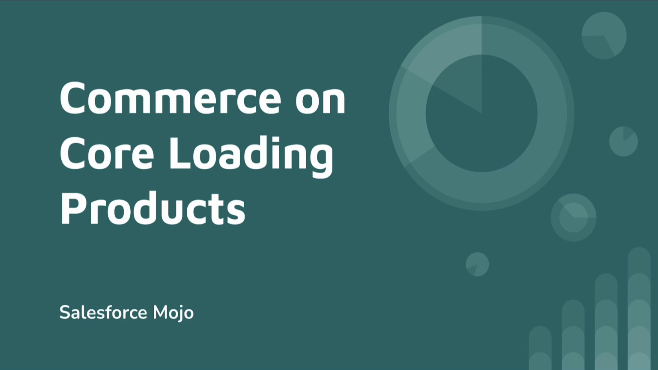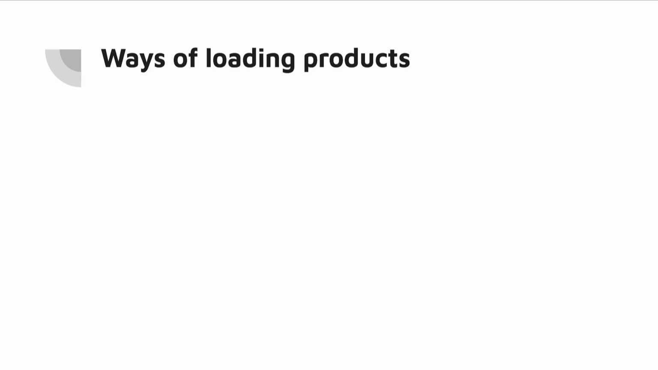Today we're going to be talking about Commerce on Core and how we're going to load products into Commerce Cloud. So let's dive right in. Now the first thing we should start with is the ways of loading products. Now, number one way is what we've actually done in this series a couple of times now, and that is manually putting records in and loading products that way.